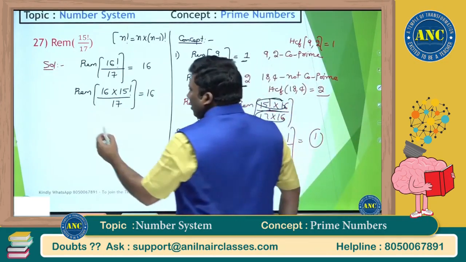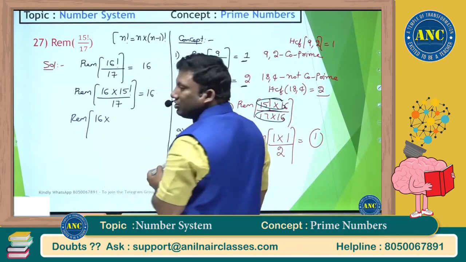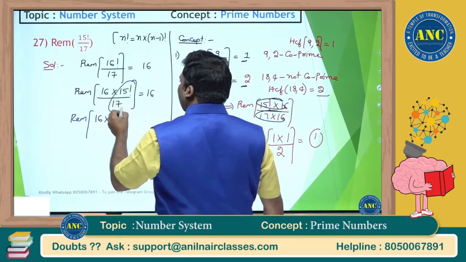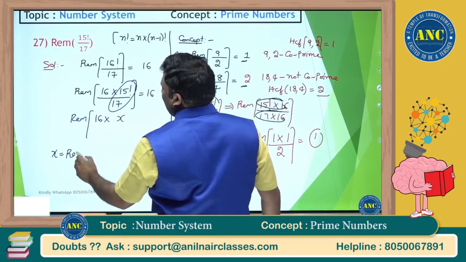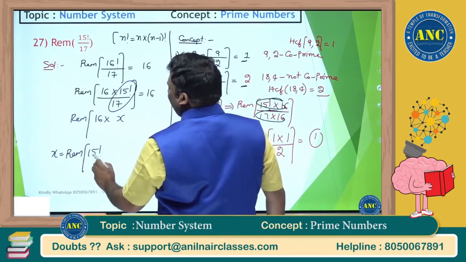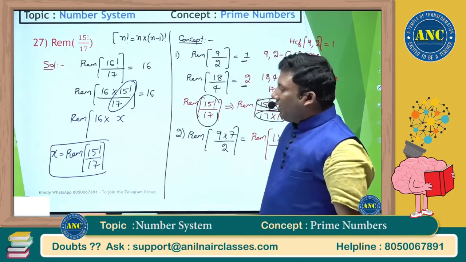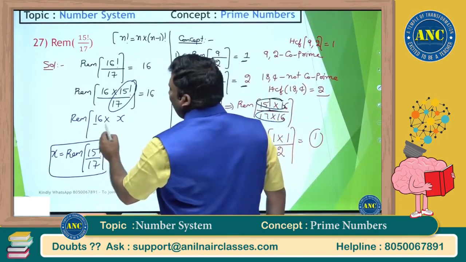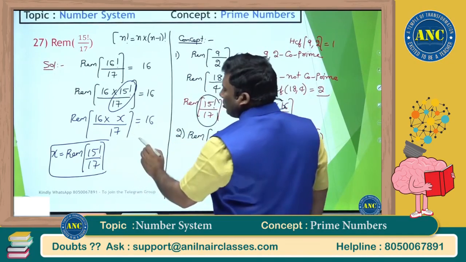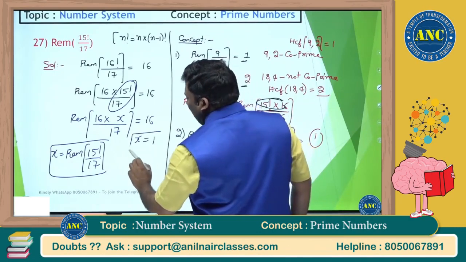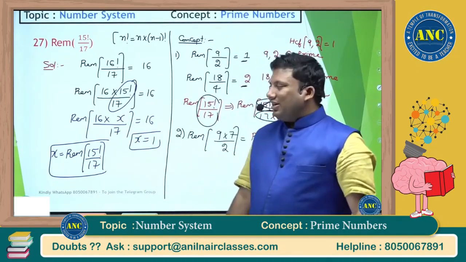I hope it is clear. 16 divided by 17, 16 is less than 17. So 16 into 15 factorial by 17, this remainder I need to find out. X is nothing but the remainder when 15 factorial is divided by 17. When I further divide, if the numerator is less than the denominator, the answer will not change. Just by looking at the question, I can tell that the answer is 1. 16 ones are 16, and 16 by 17 is 16.